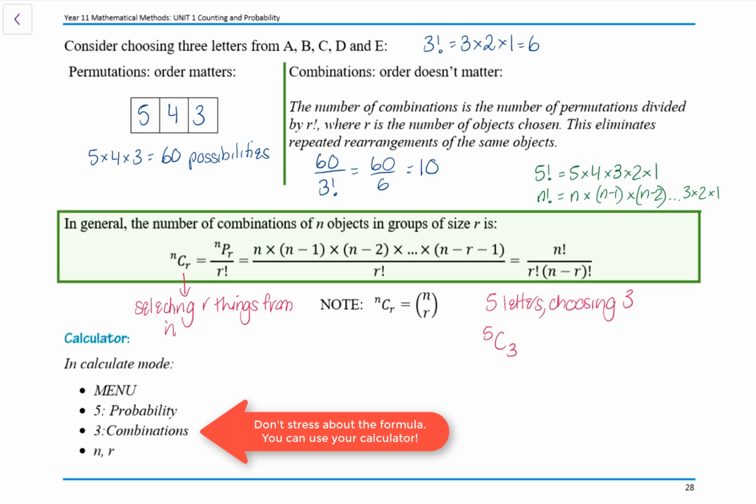So for your calculators, go menu, 5, which is probability, 3 combinations, and put in your n and your r. Once you do that, you should see that 5C3 gives you 10, which is what I got before. So try and do it on your graphics calculator and get that answer.